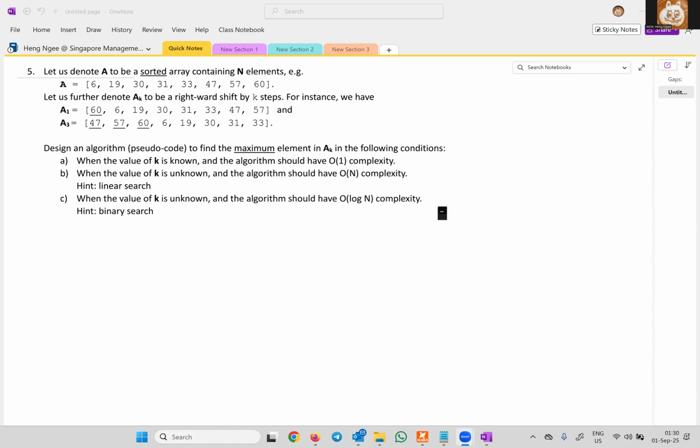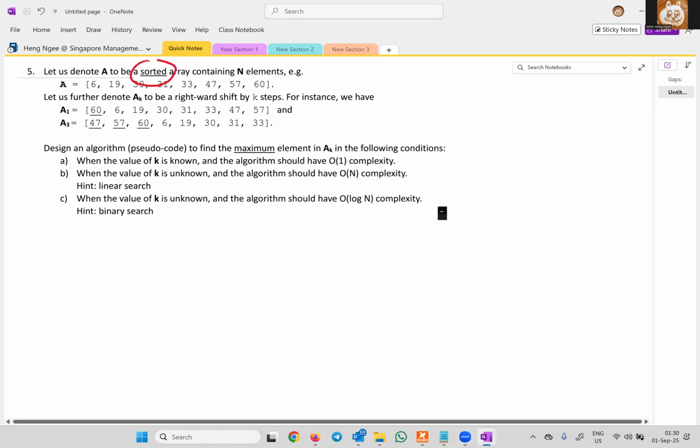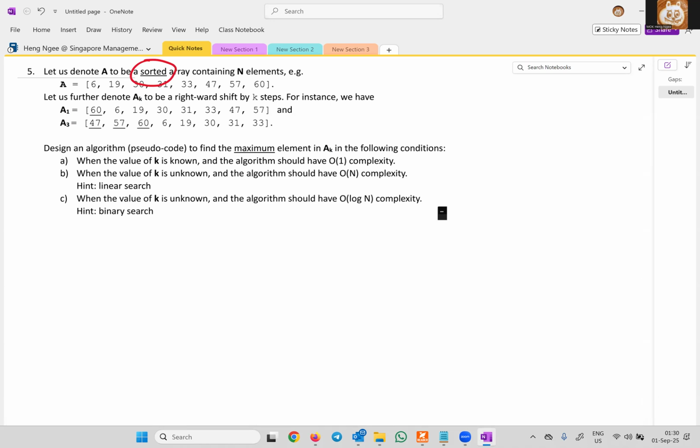Now let's take a look at question 5. You're given an array or list A, and very importantly, A is sorted. There are n elements in A. We want to keep track of where the peak, or the largest number, is. Since A is sorted, if k is 0, it's obvious where the peak is. It is the last element at position n minus 1.